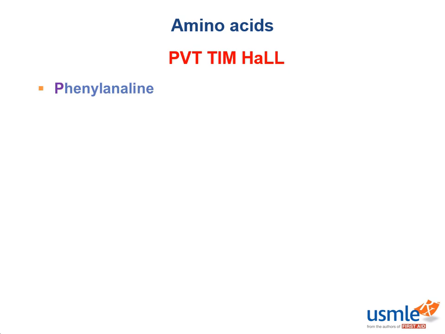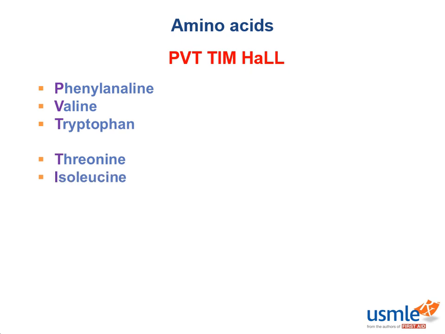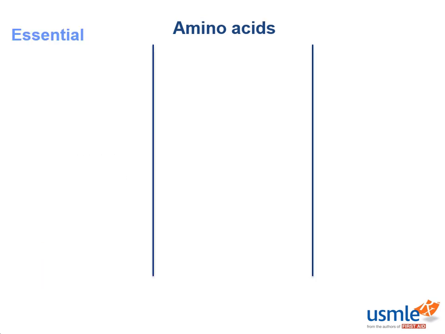The P is for phenylalanine, the V is for valine, T is for tryptophan, second T for threonine, I for isoleucine, M for methionine, H for histidine, A is for arginine, and that's why it's lowercase in the mnemonic, L for leucine, and second L for lysine.